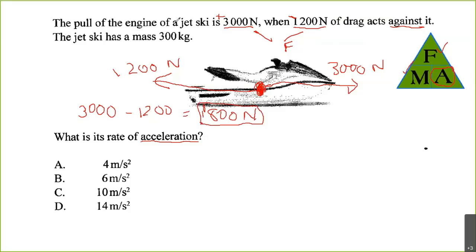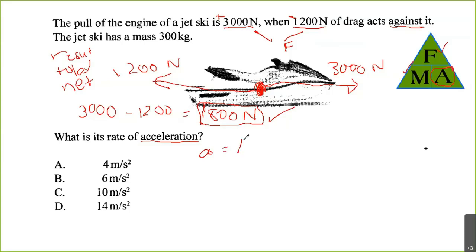So all of these words, resultant, total, or if you see the word net, N-E-T, all of those mean the same thing, okay? That you have to combine the forces before you put them into your formula. So now we know the force, and we can use our formula to find the acceleration.